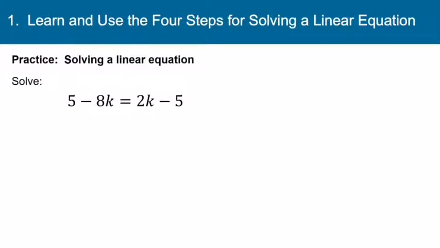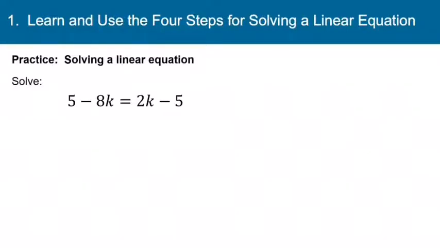Here is a practice one for you to try. If you had a chance to do that on your own, now I'm going to go through it with you. So of course this one is very similar to the last one we did together. We don't have any simplifying that can be done on the left side or on the right side. So we'll start by trying to isolate the variable term.